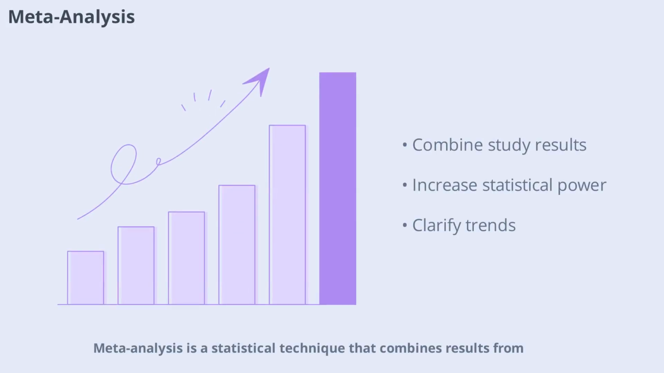Meta-analysis is a statistical technique that combines results from multiple studies to identify overall trends and draw stronger conclusions. In biopsychology, meta-analyses help clarify inconsistent findings and provide a broader perspective on complex issues. By pooling data, researchers can increase statistical power and uncover patterns that individual studies might miss. This approach is essential for building a solid evidence base in the field.